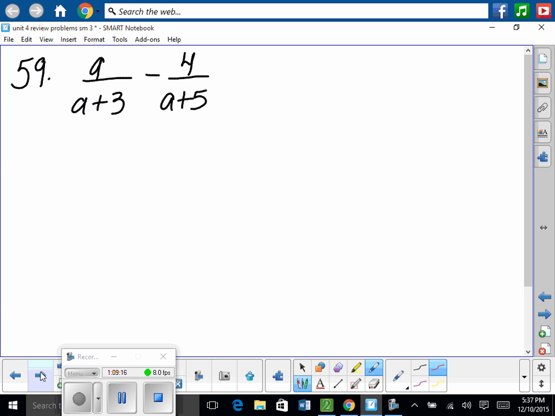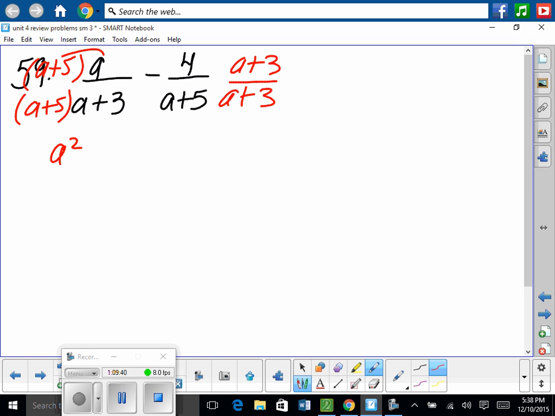Okay, common denominator. To be able to subtract or add fractions, you have to have a common denominator. You can't just magically add 2. A lot of students think you can do that, but you can't. It's multiplication. So I'm going to multiply by a plus 5. If you do that to the bottom, you'll do that to the top. And you'll multiply by a plus 3, top and bottom.